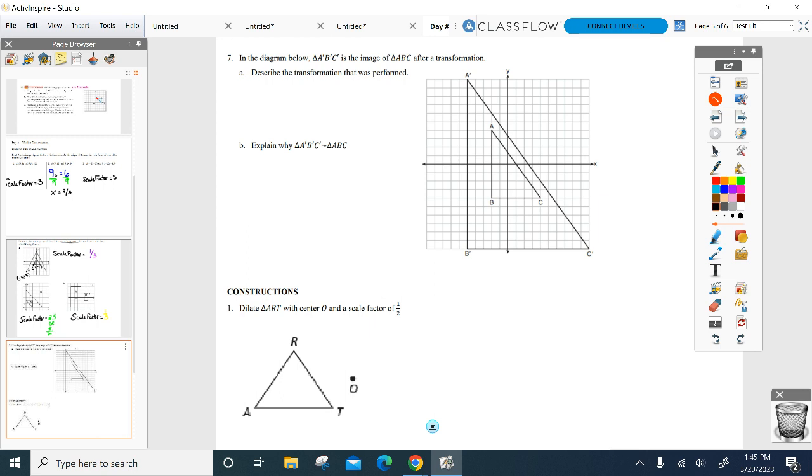All right, ABC to A prime, B prime, C prime. Describe the transformation that's performed. Well, it's a safe bet, it's a dilation. It's getting bigger, right? Dilation, but that's not good enough. Why not? You've got to tell me where's the center and the scale factor. So that's you and your group right now to discuss.